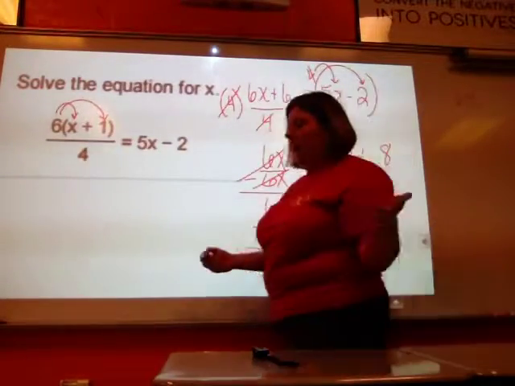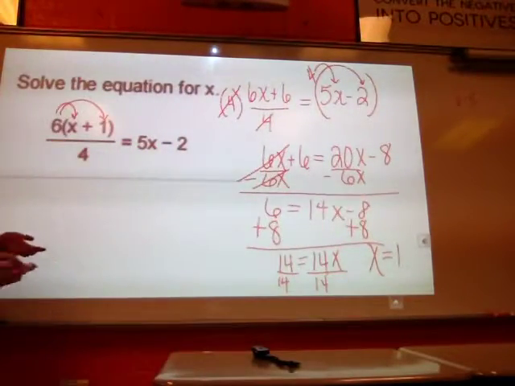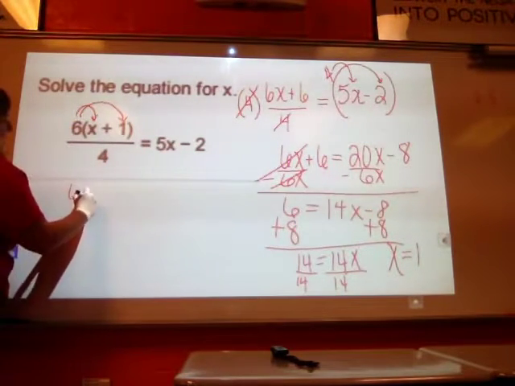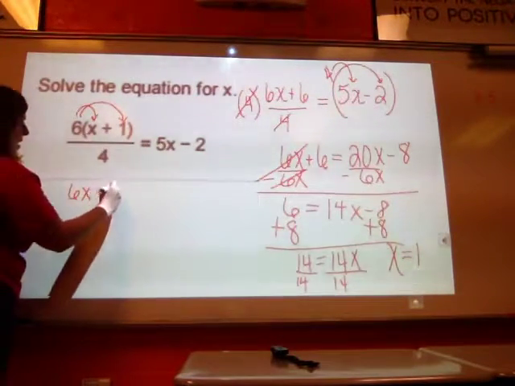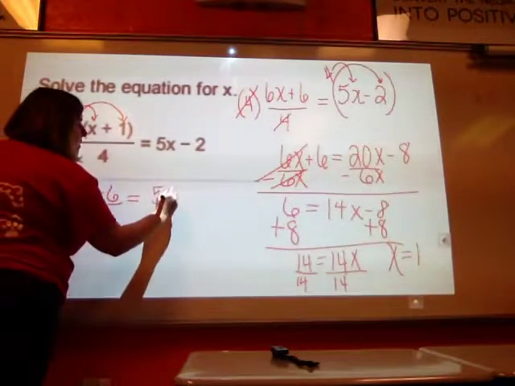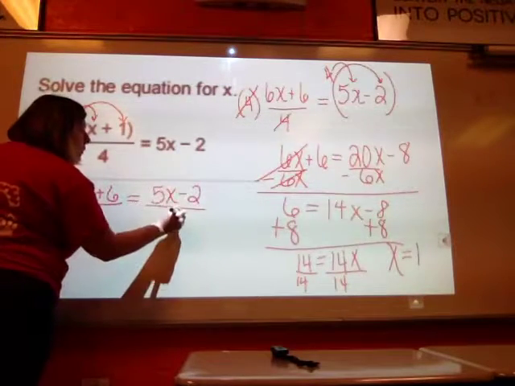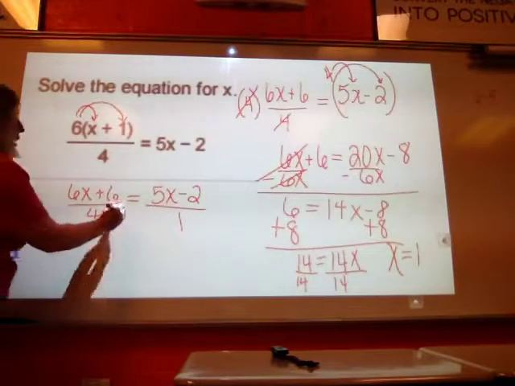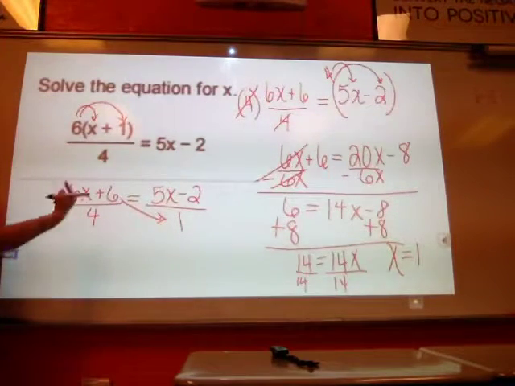Now the other way to work it, and I really don't care which way you work it, whichever way makes sense, is to distribute this 6 and get 6x plus 6 over 4 is equal to 5x minus 2, and put that over a 1. So that now I have equivalent fractions or ratios, and I can cross multiply.